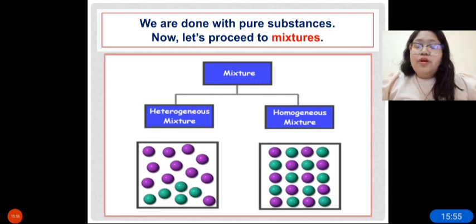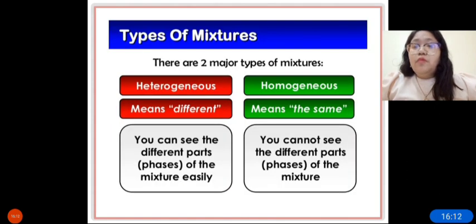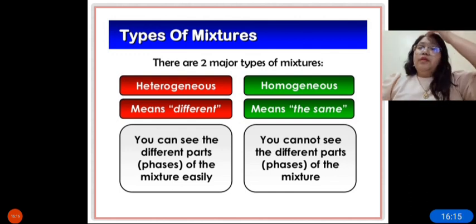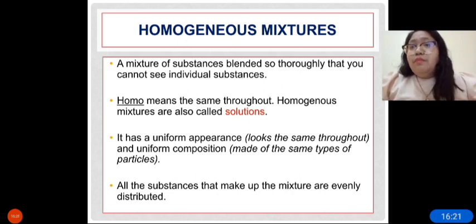In the homogeneous mixture, the particles or the molecules are evenly distributed or they have a uniform distribution, while in a heterogeneous mixture, they are not evenly distributed, and therefore we could see the different parts. While in a homogeneous mixture, we cannot see the different parts of the mixture. Furthermore, a mixture of substances blended so thoroughly that we cannot see individual substances is called a homogeneous mixture. Homo means the same throughout. Homogeneous mixtures are also called solutions.